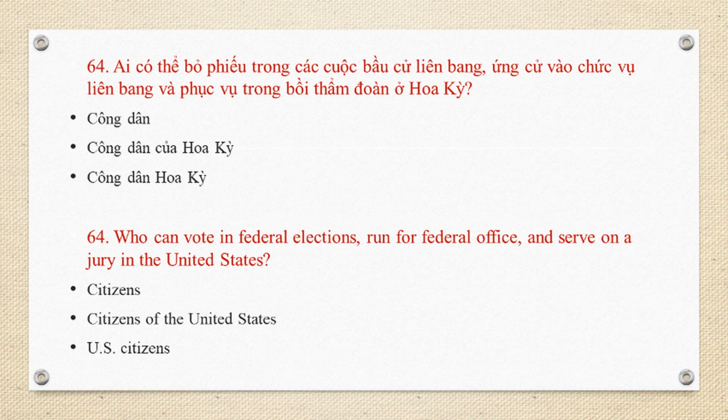64. Who can vote in federal elections, run for federal office, and serve on a jury in the United States? Citizens. Citizens of the United States. U.S. citizens.